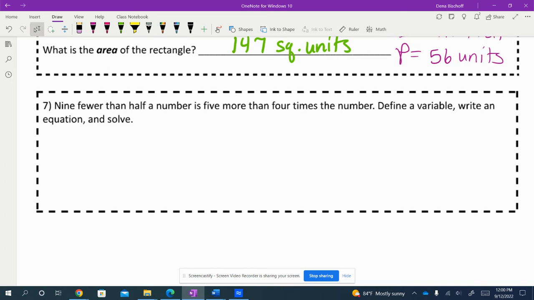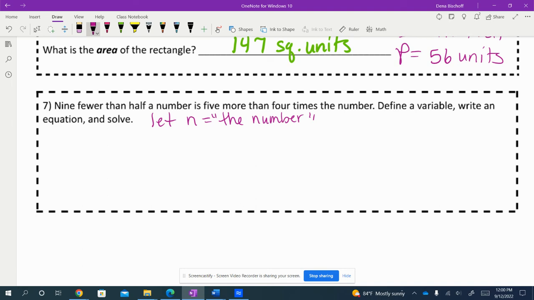Our last question for our notes today says 9 fewer than half of a number is 5 more than 4 times the number. It says define a variable, write an equation, and solve. So what variable do you guys want to use to represent the number? n. Okay, so let n equal the number. You can use x if you want.